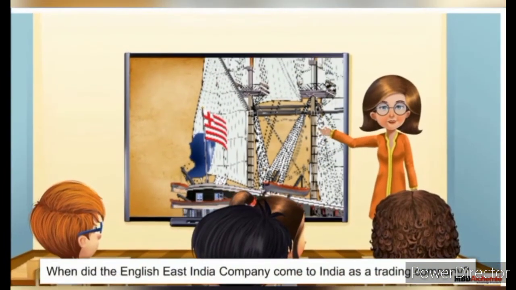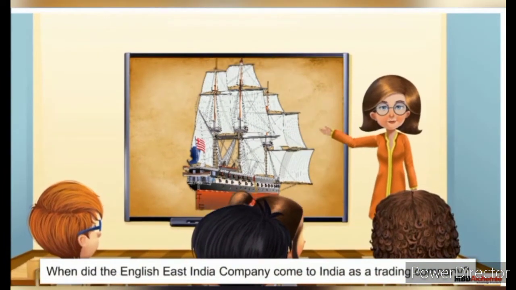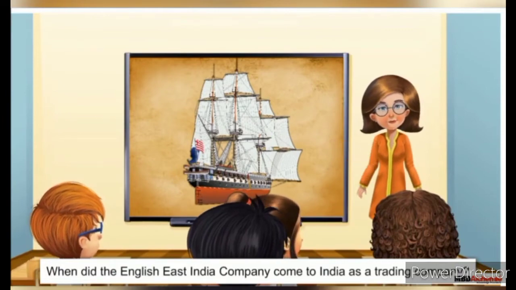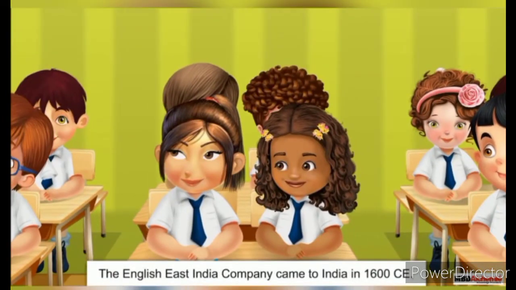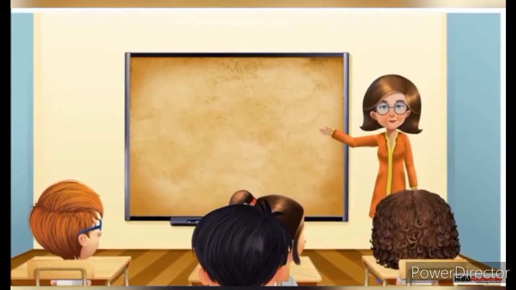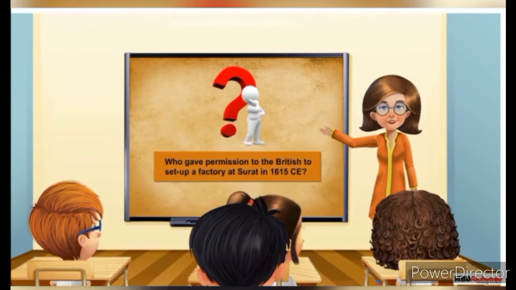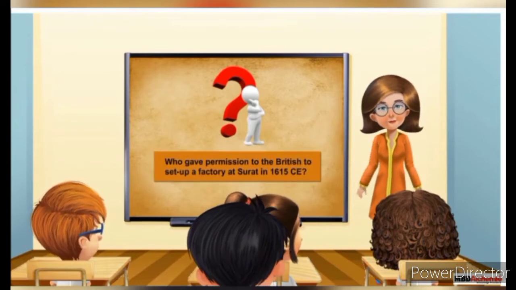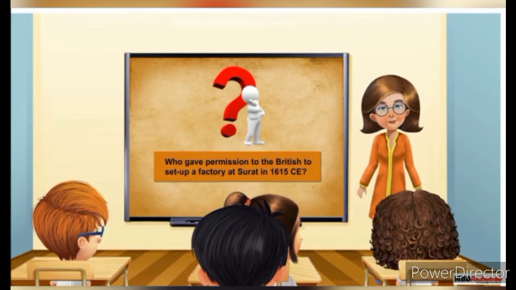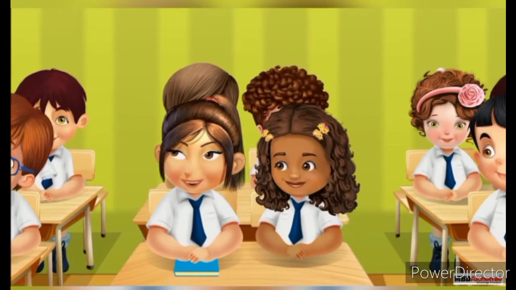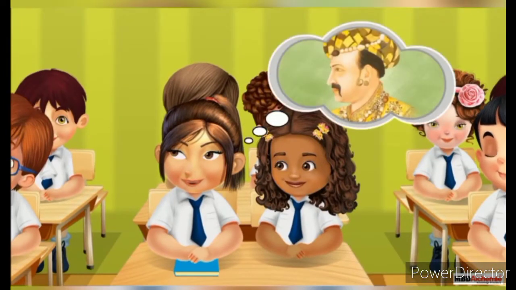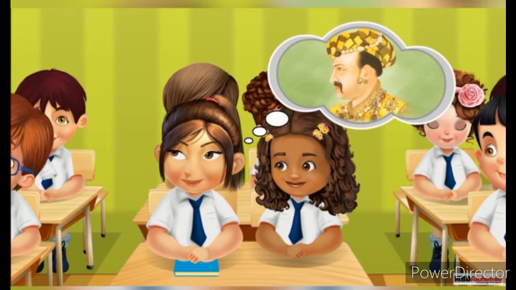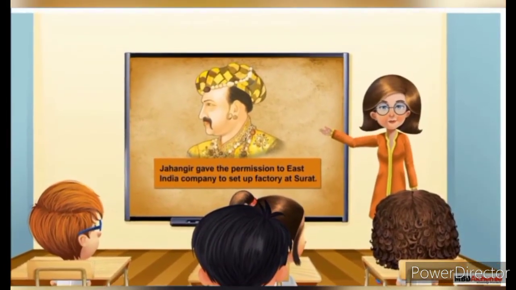First question. When did the English East India Company come to India as a trading company? Ma'am, the English East India Company came to India in 1600 CE. That's correct. Next question. Who gave permission to the British to set up a factory at Surat in 1615 CE? Ma'am, I'm not sure, but it might be Jahangir. Am I right? You are absolutely correct.